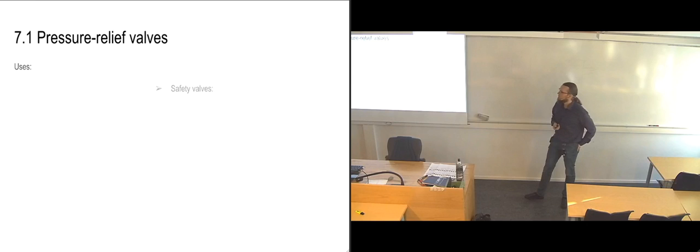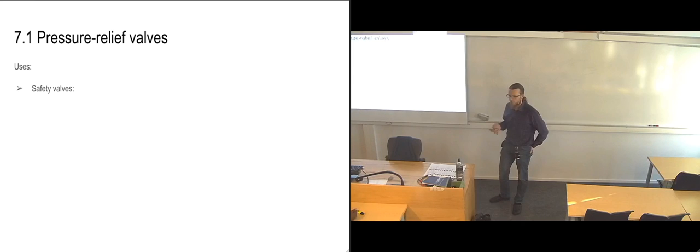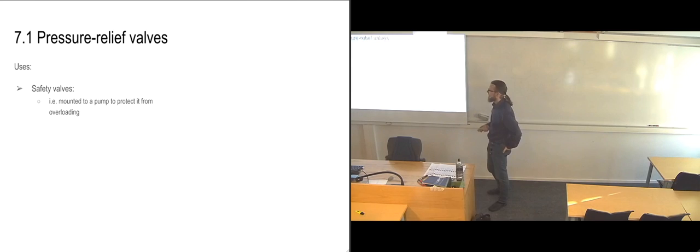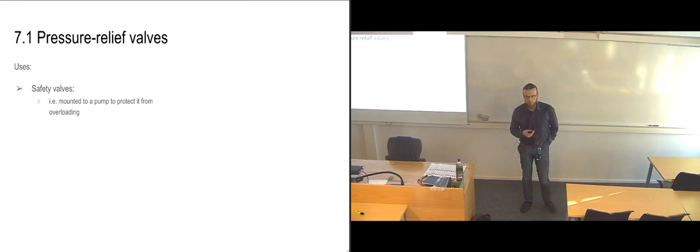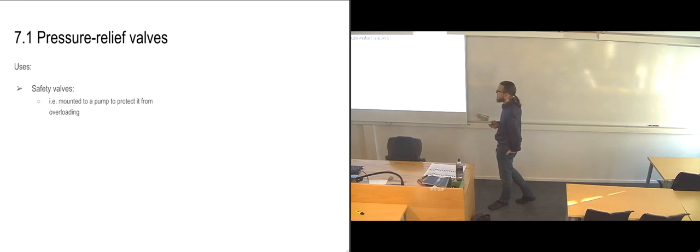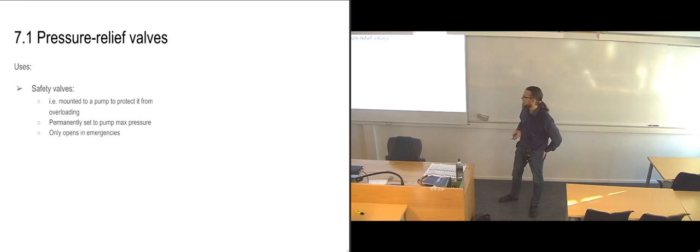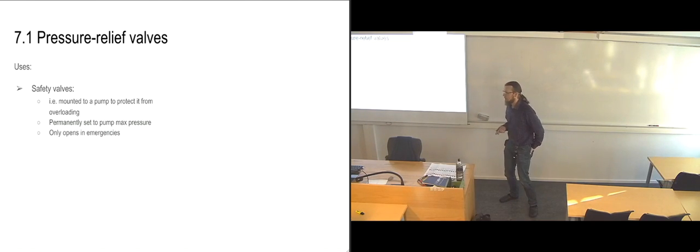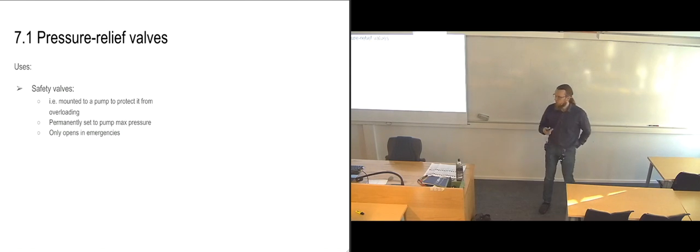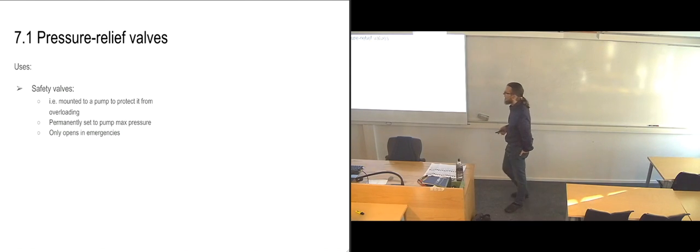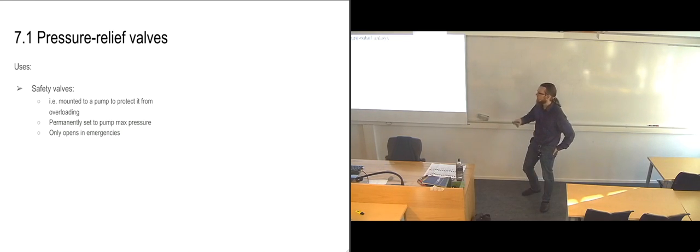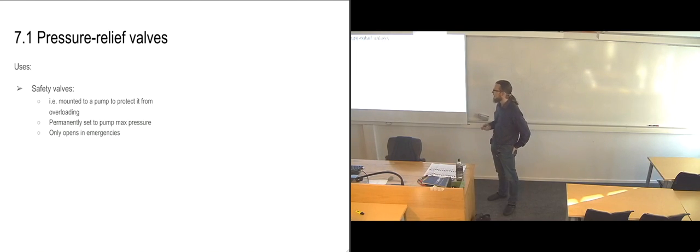So the areas of use for these pressure relief valves is, of course, as safety valves, and then you would mount it directly in connection to the pump in order to protect it from exceeding its maximum operating pressure. And this will be permanently set to the pump maximum pressure then, and it will only open in emergencies. So only when the pump is running at full speed and for some reason you get a pressure increase that goes above what the pump can handle.